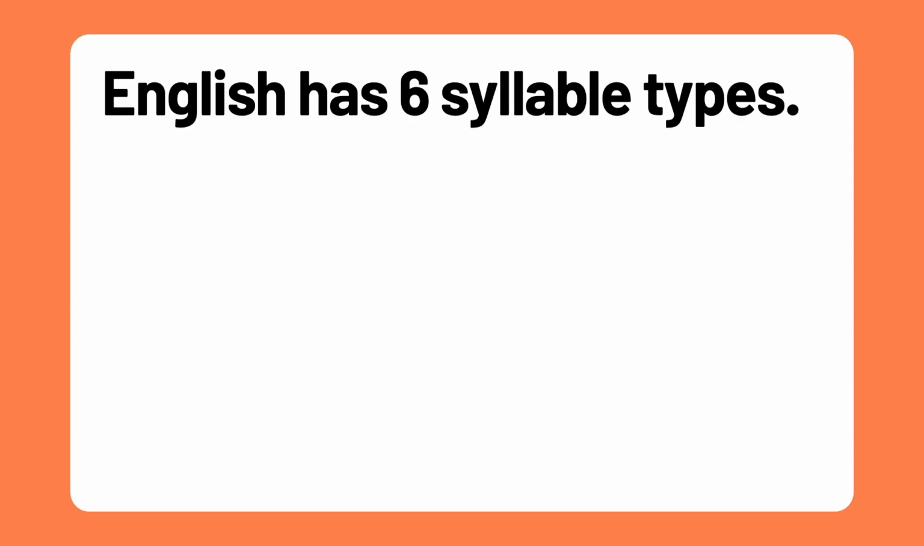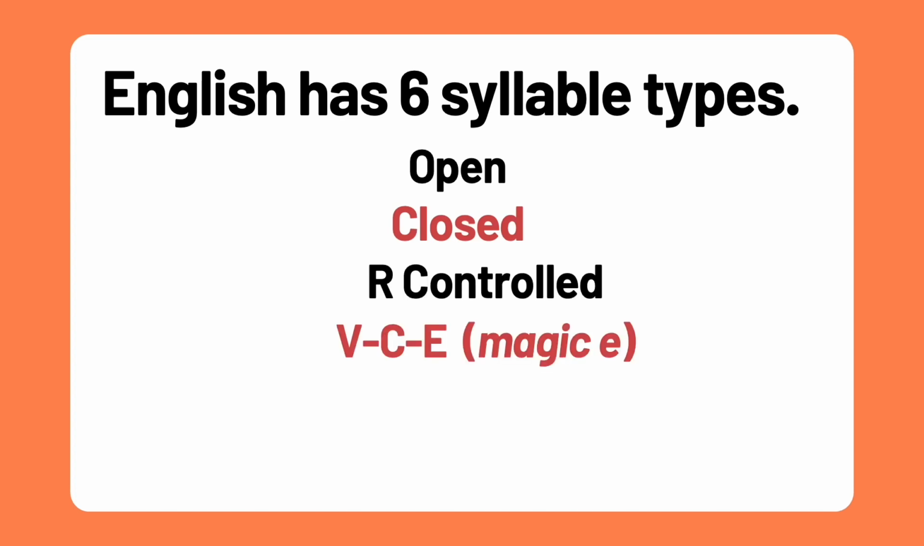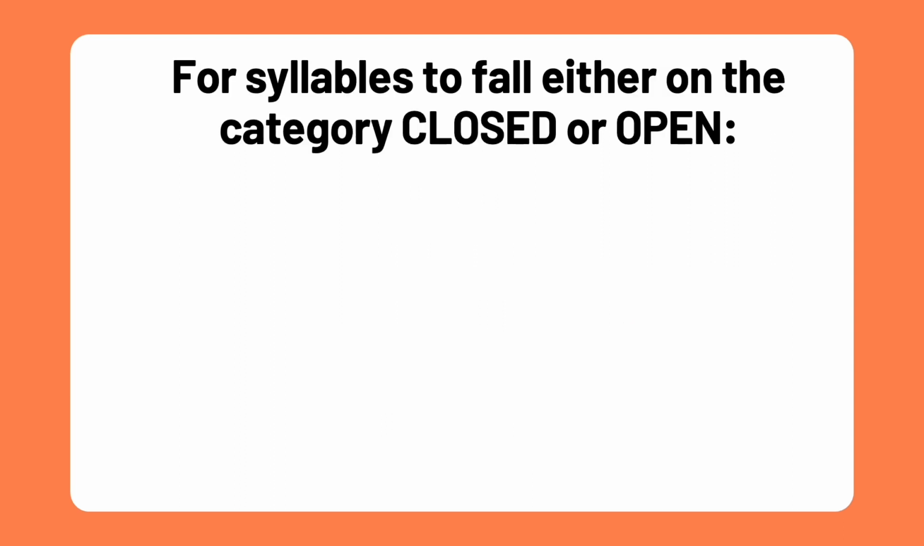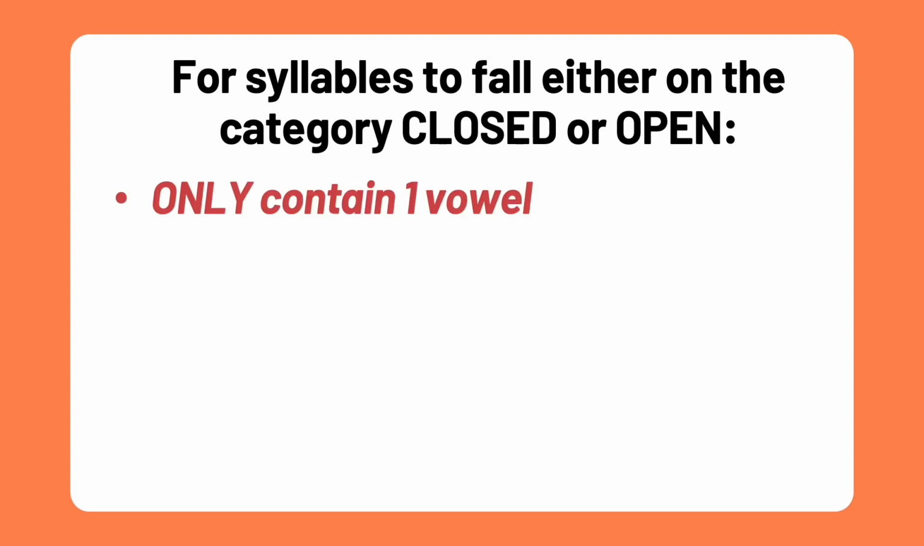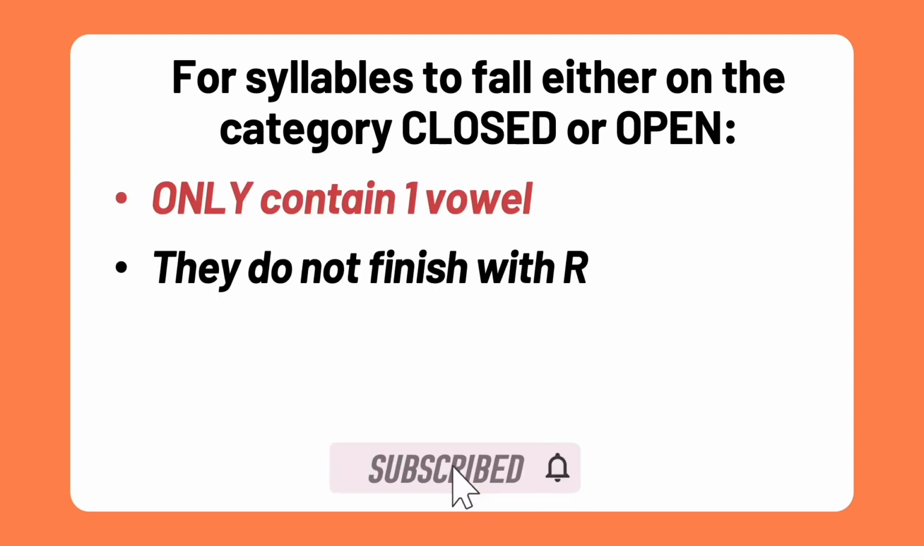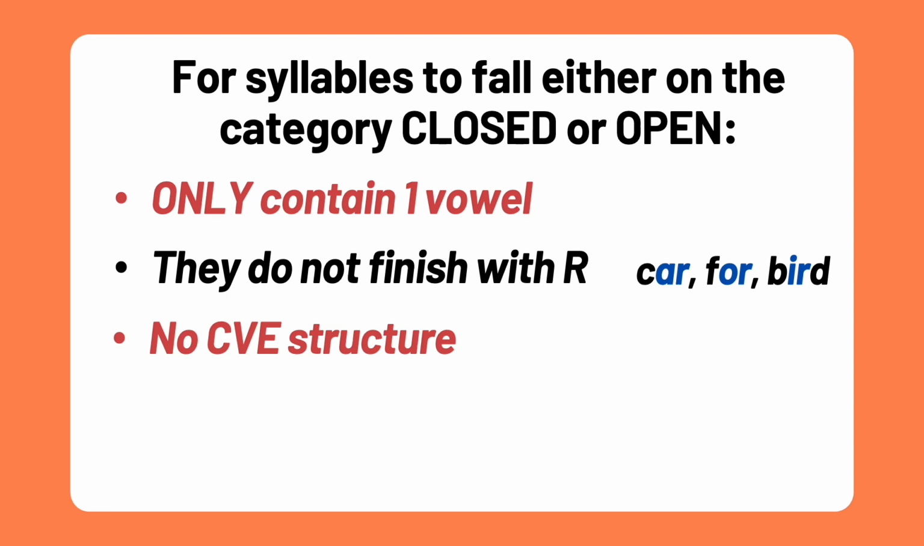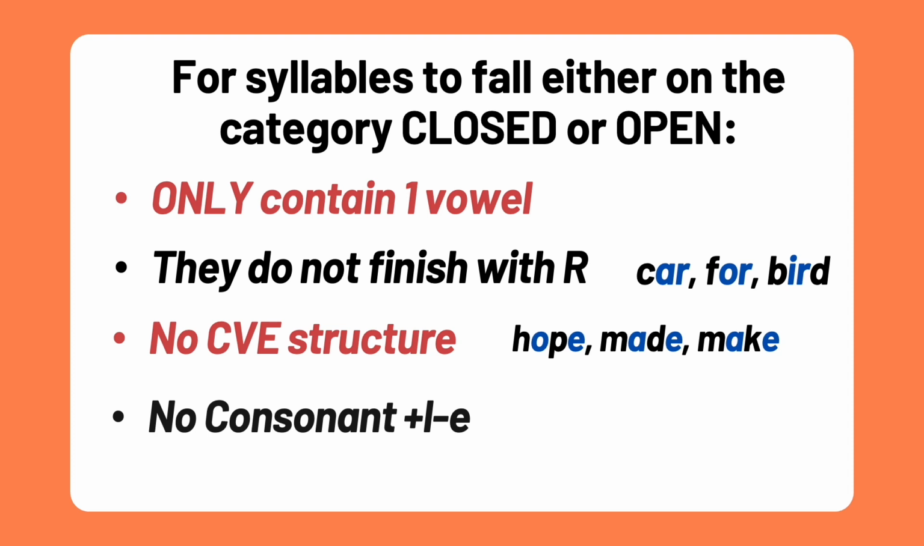How to easily recognize open and closed syllables. English has 6 syllable types: open, closed, R-controlled, vowel, consonant, E syllables, also called magic E syllables, vowel teams, and consonant-le syllables. So for syllables to fall either in the category closed or open, they must only contain one vowel. They do not finish with R: car, for, bird. They do not present a consonant-vowel-E structure: hope, made, make. They do not follow a consonant-le structure: able, table, marble.